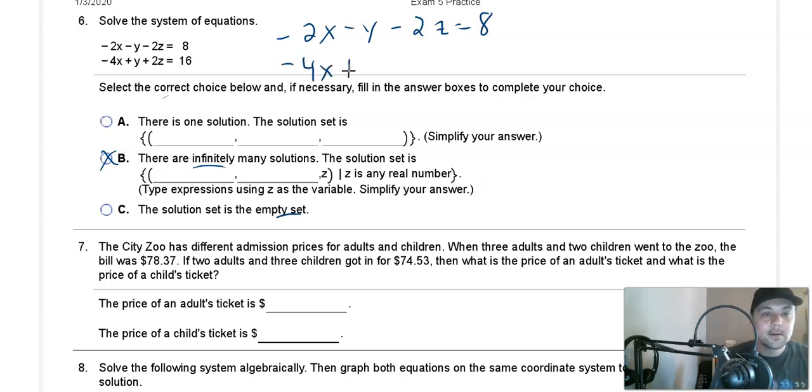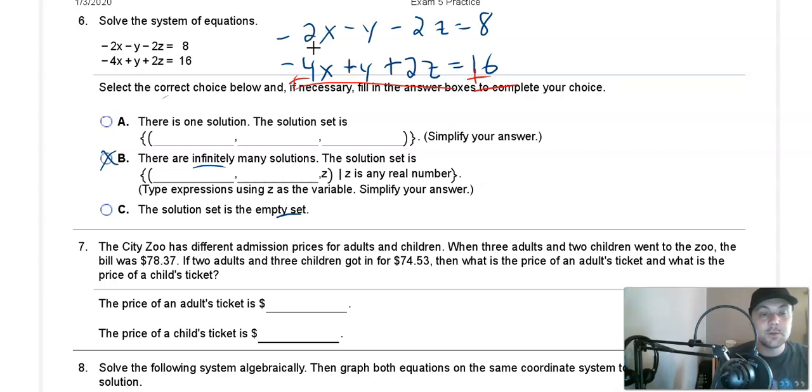So let me write the equations down. Maybe I should have said them as I wrote them. So we have negative 2x minus y minus z equals 8. We have negative 4x plus y plus 2z equals 16. Because I see a variable will cancel out, I'm just going to go ahead and add these equations together.